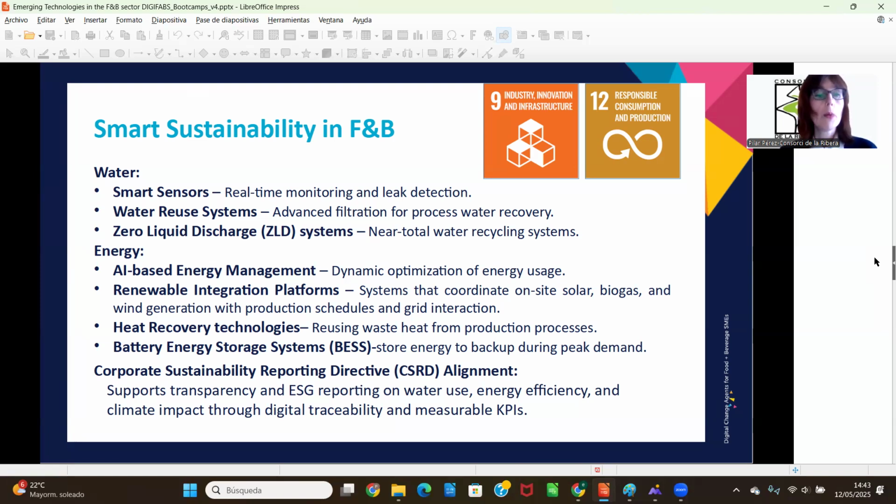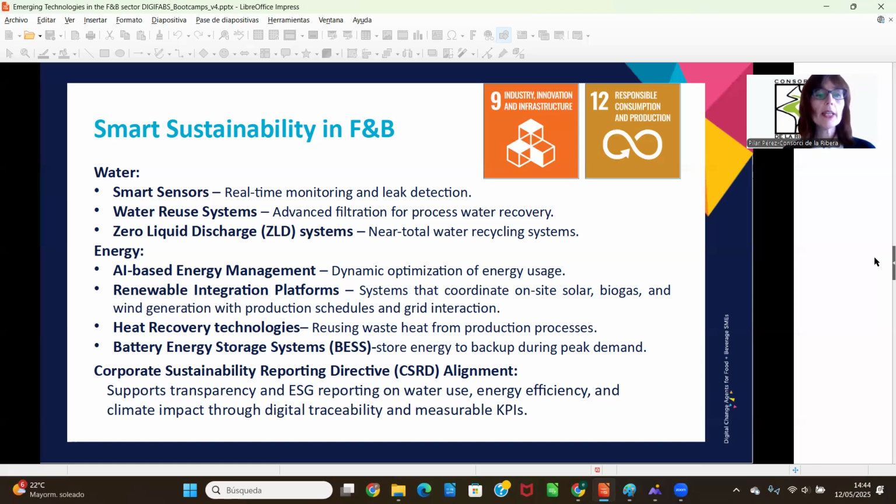Moreover, battery energy storage systems provide backup during peak demand and also during blackouts, such as the one that recently happened in Portugal and Spain, where the companies that had batteries or electrical generators did not lose big quantities of food. All these aspects are related to the Sustainable Development Goals 9 and 12. 9 is industry, innovation, infrastructure, and 12, responsible consumption and production.